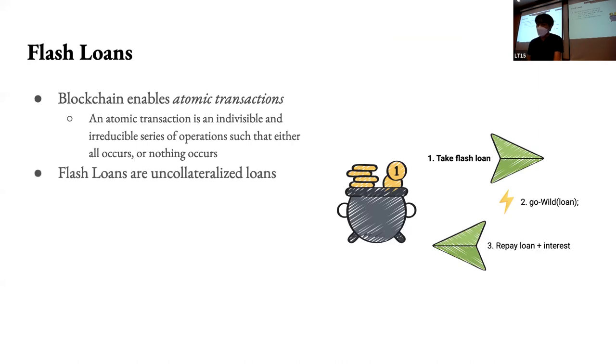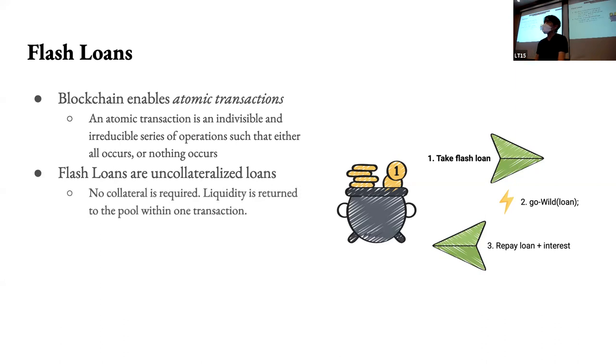Flash loans are a form of undercollateralized loans, in the sense that because blockchain enables atomic transactions, you can take a loan that is much bigger than your collateral, or even have no collateral at all. How this makes sense is that the liquidity is returned at the end of the transaction. I'll show you later how we ensure that on the code level.